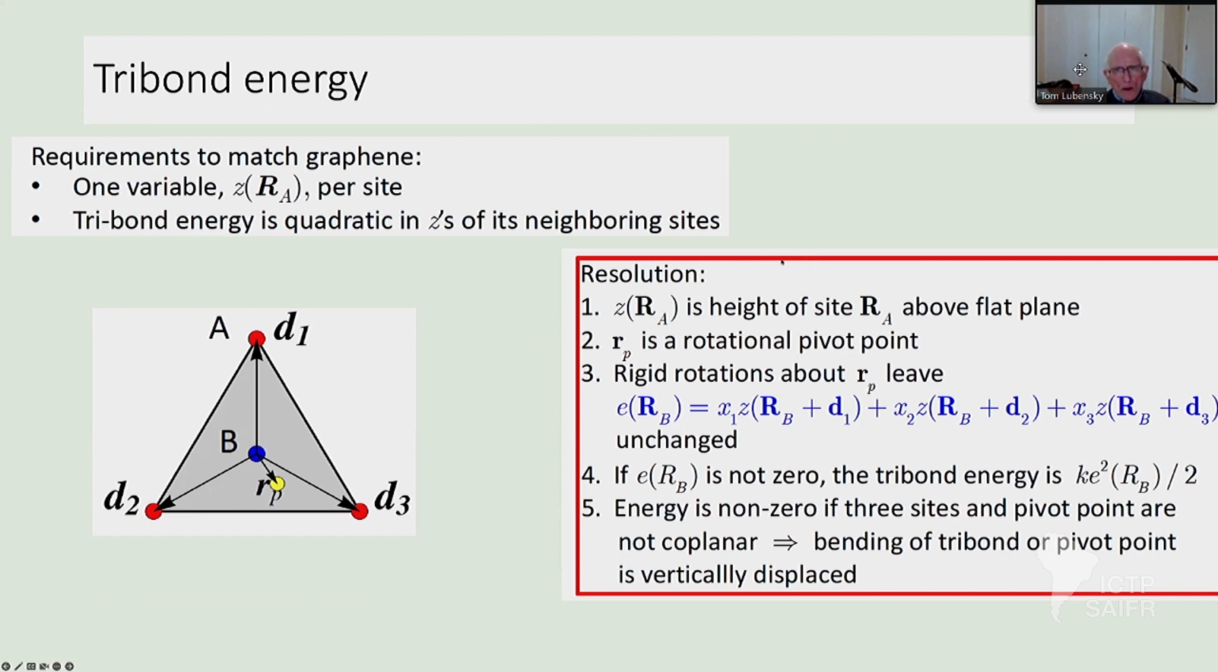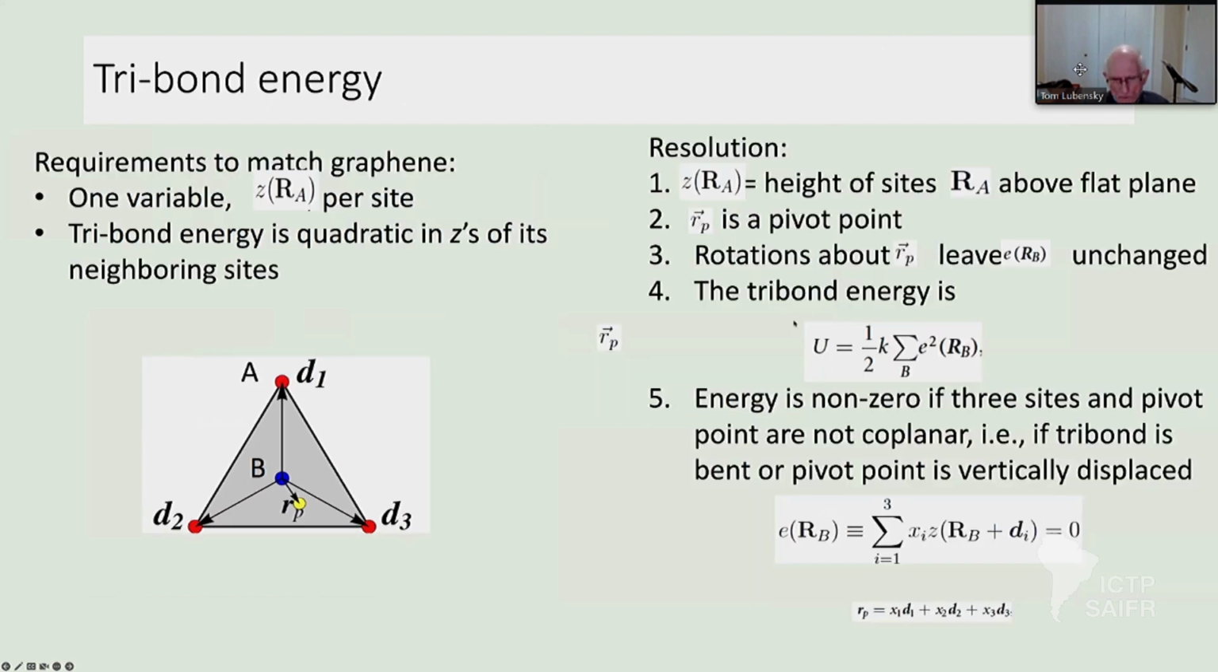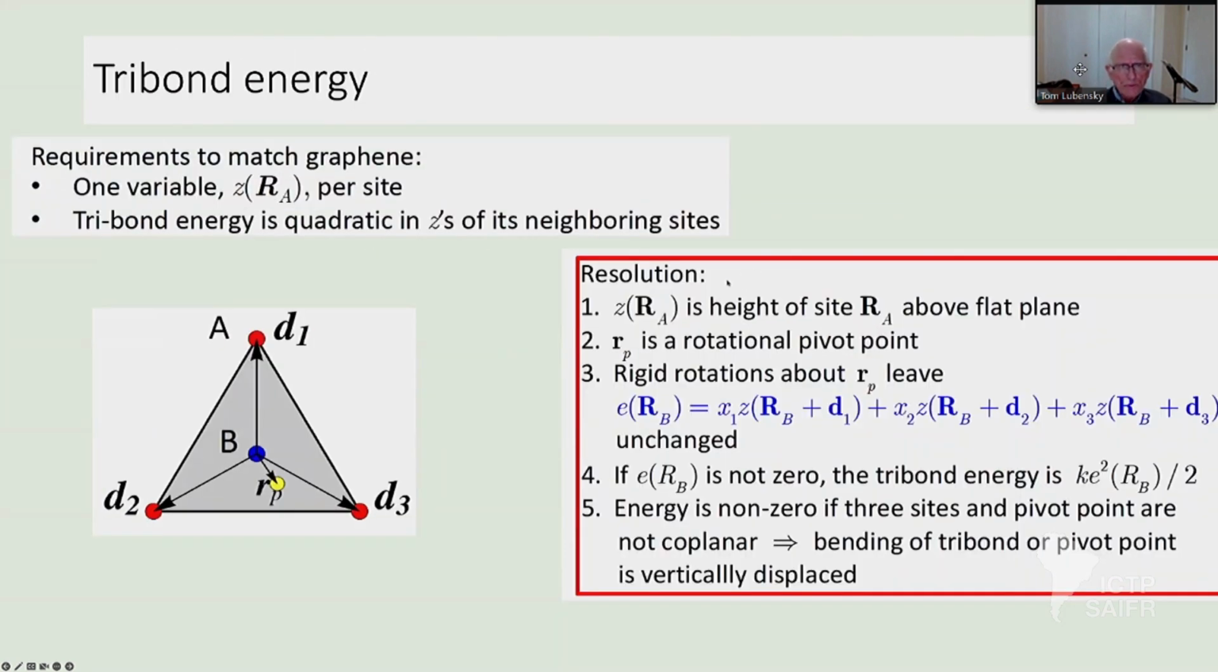RP is a rotational pivot point, as I said. Rigid rotations about R leave, oh, you know what? Shoot. I guess you can see everything. I didn't realize that they cut off quite so much over here.